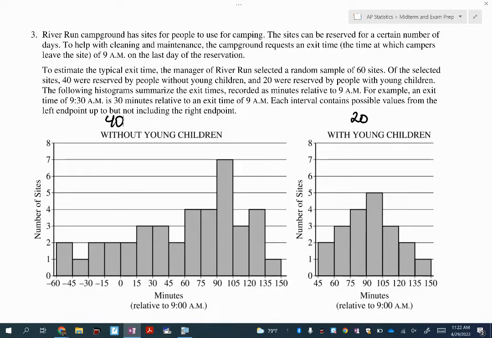And it says that all of these histograms were made relative to an exit time of 9 a.m. Okay. So if I see negative numbers, that means people are checking out of their campsites before 9 a.m. If I see numbers that are above 0, so positive numbers, that means they're checking out after 9 a.m., or checking out late. All right, so that's the gist of this question.